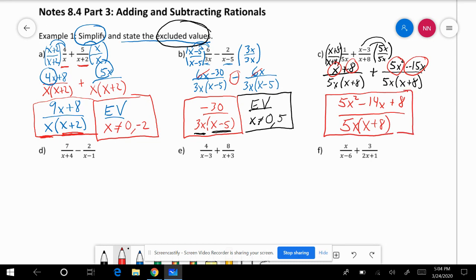That's the simplifying part. Now we're going to state our excluded values. Remember, when we're stating our excluded values, we're looking for values that give us 0 in the denominator. These are the values that x cannot be because we can't divide something by 0. So with our first one, it's a monomial, and all monomials are 0. And for our binomial, remember binomial means two terms. Whatever gives us a 0 right here, in this case, it's going to be -8.